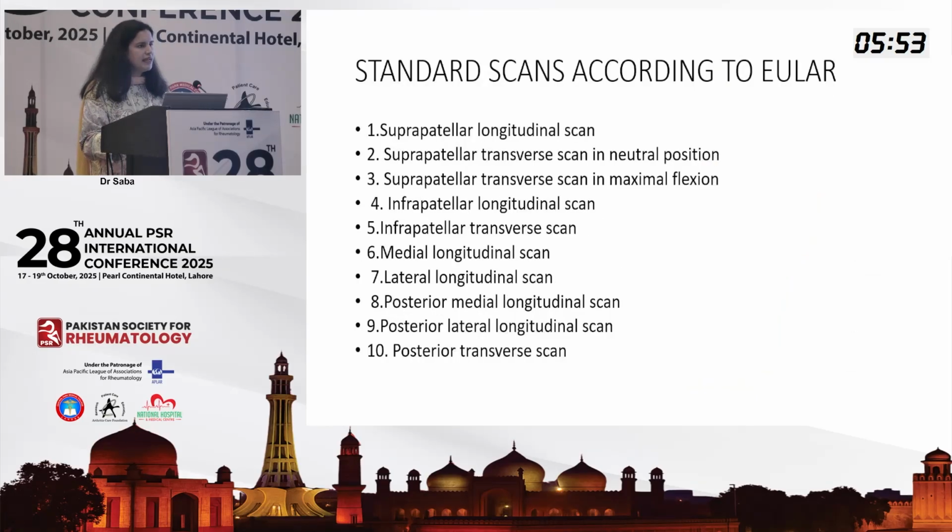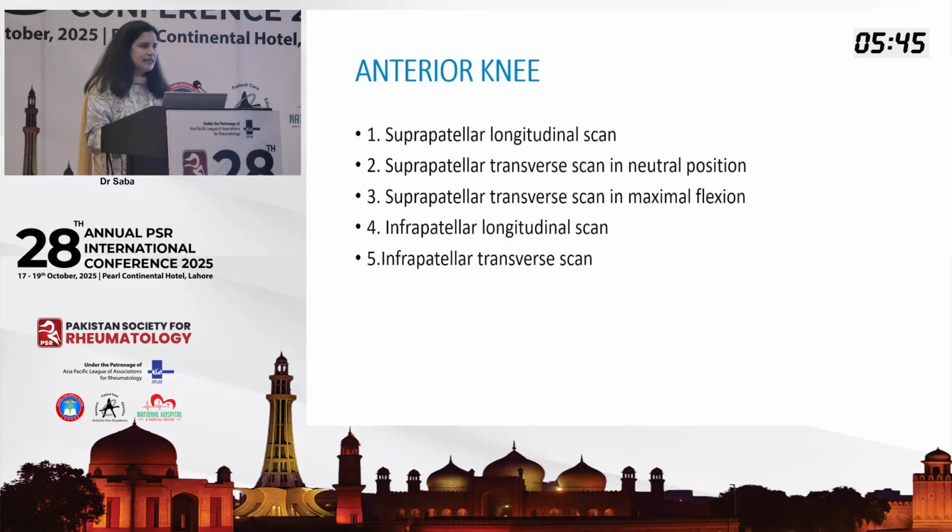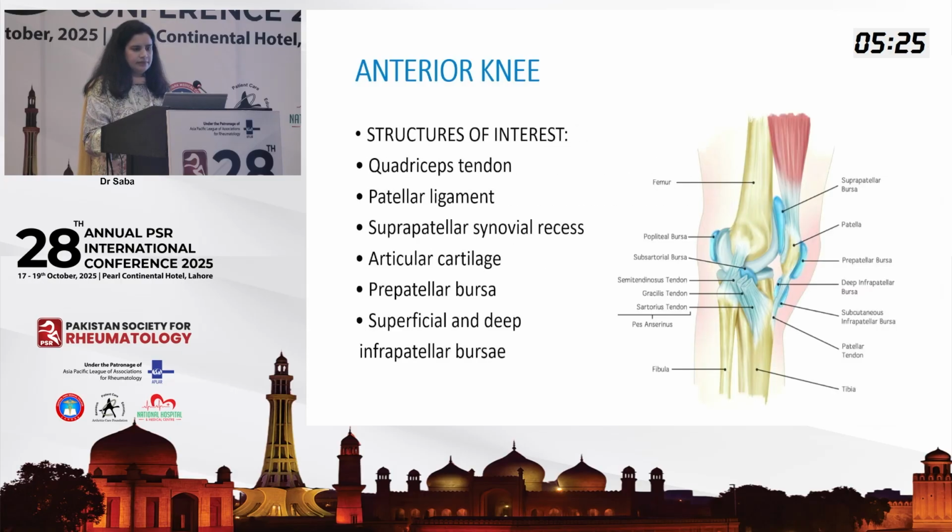Now, there are a number of standard scans. I won't be enumerating all of them for you here because we'll be going across them bit by bit. In the anterior knee, just imagine that in a knee scan, you have to go longitudinally from top to bottom. So a suprapatellar longitudinal scan, a transverse scan in the neutral position, then in flexion, and similarly an infrapatellar scan, both longitudinally and transversely, would be done anteriorly. This is just a review of the structures you would be seeing in the anterior knee compartment.